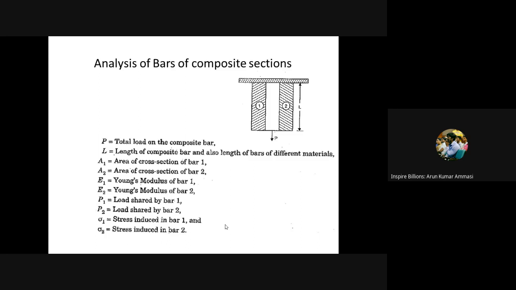For example, nowadays the flask is available in two different layers, right? The outer layer is steel and the inner layer is copper, and there is a huge vacuum between the steel and the copper in order to maintain the temperature of the fluid inside the flask, whether it is hot or cold, so that the external temperature cannot be completely felt. So that is one of the applications that I would like to quote here.